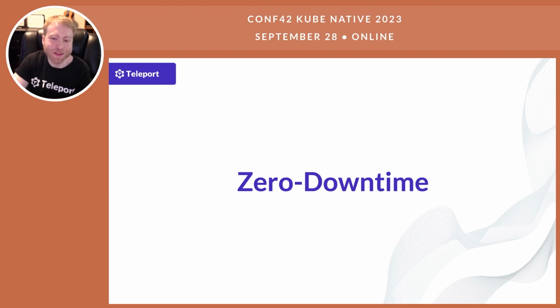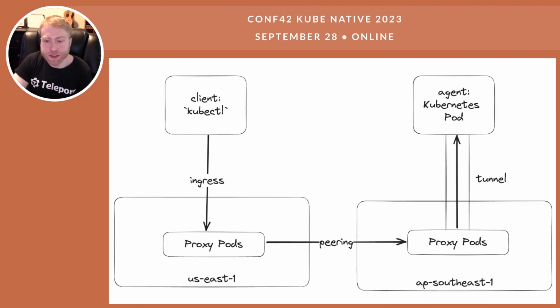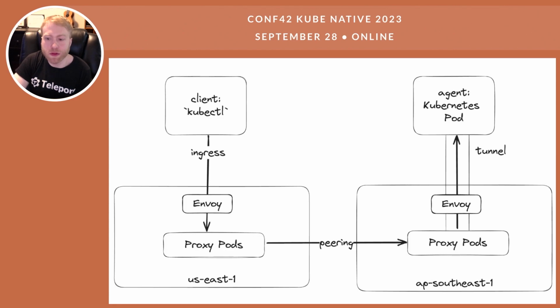And this gets a little complicated because we have these reverse tunnels that are open all the time connected to proxies, but we need to update those proxies, right? So if you look at the architecture we had before, what this looks like is that we have Envoy running in each cluster configured by Envoy Gateway, routing to different proxy pods for different customers.